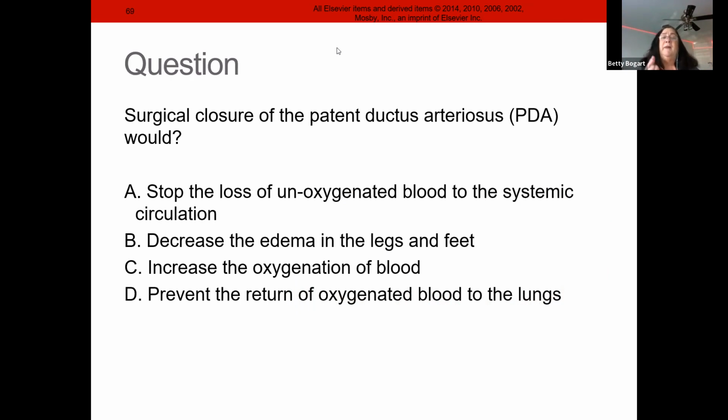Surgical closure of that patent ductus arteriosus would do what? Remember where it is, a connection of the pulmonary artery to the aorta. And remember that aorta has that left ventricle pumping hard, pumping it out. Is it D? Absolutely. Yes, it is. Good job. Because it goes in that left side and goes right back into the lungs and it washes it out. Good job.